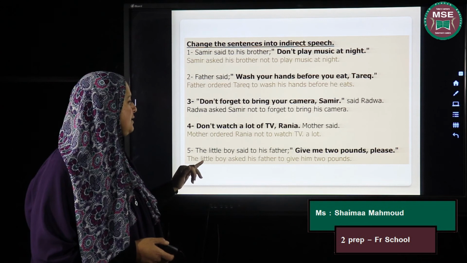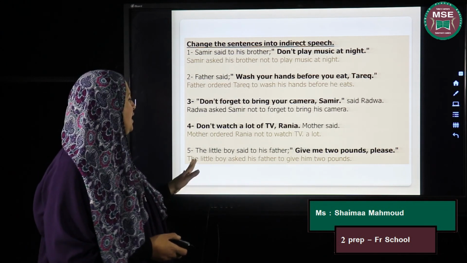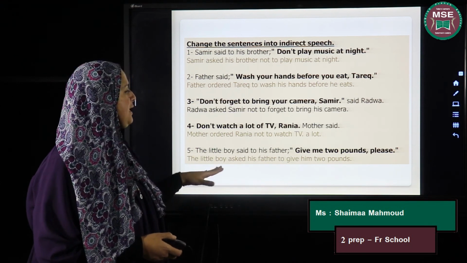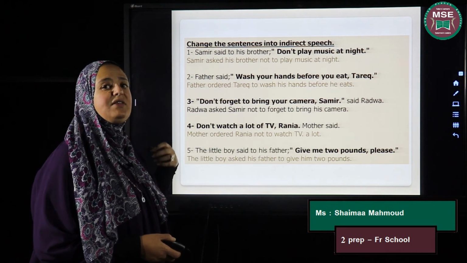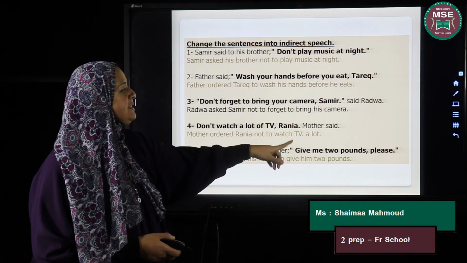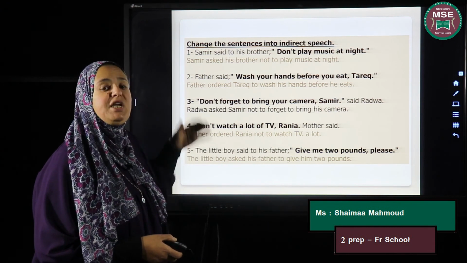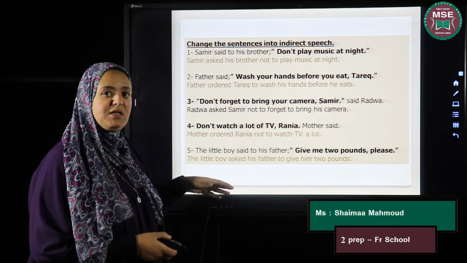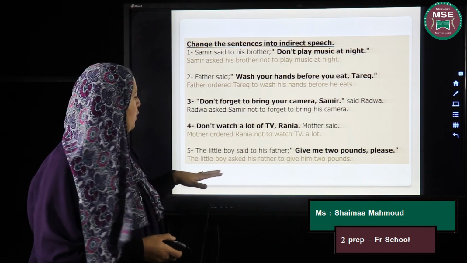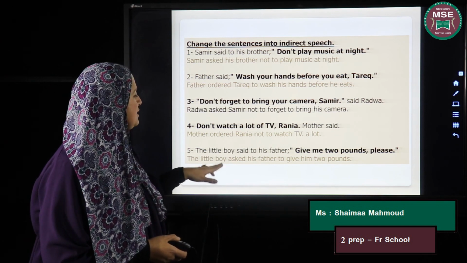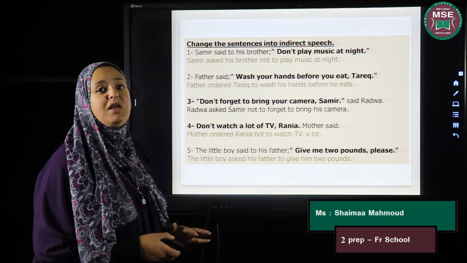The little boy said to his father, "Give me £2, please." Look here, here is the little boy. He is asking his father to give him something, and this is a sort of a request because we can see the word please at the end of the sentence. But if we change it into indirect speech, we cannot use the word please. We must omit it. So the little boy asked his father to give him £2, without mentioning the word please.